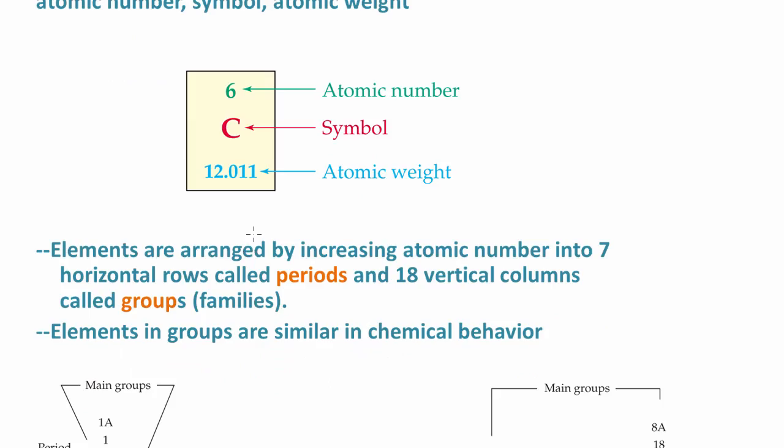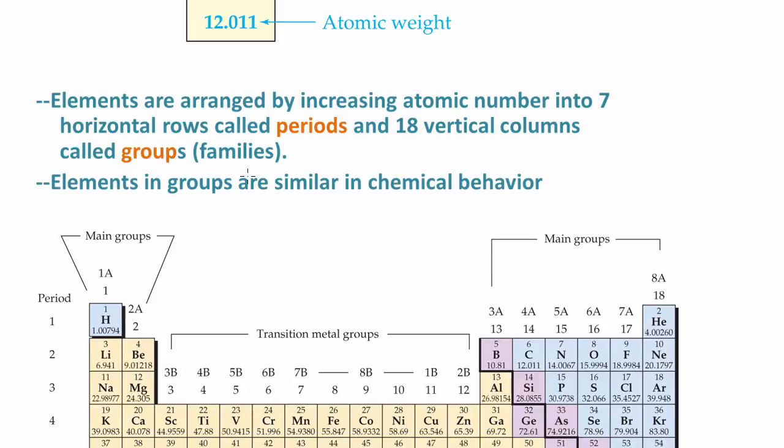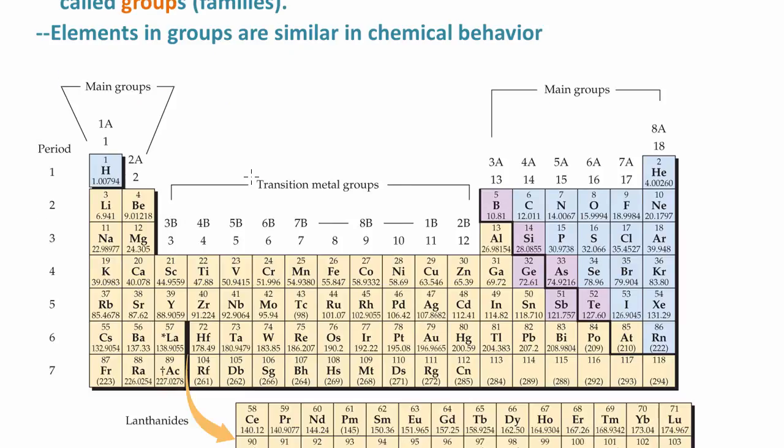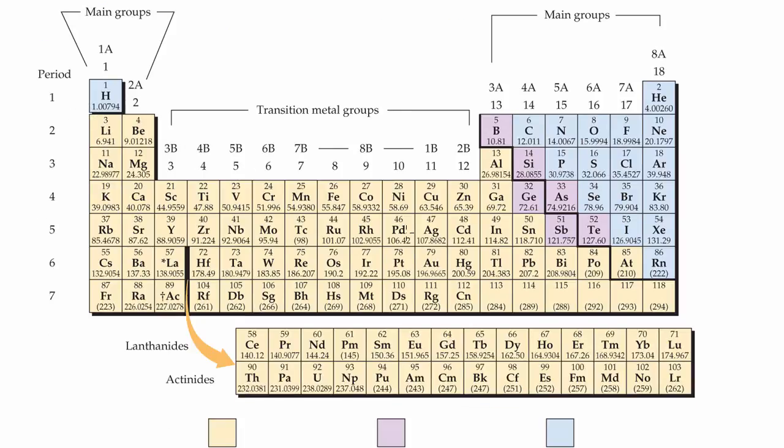You can get periodic tables that show a lot more information in each box, but these are the three main types of information that are important: the atomic number, the symbol, and the average weighted atomic mass. The elements are arranged by increasing atomic number into 7 horizontal rows called periods. So in period 1, we have hydrogen and helium. In period 2, lithium, beryllium, boron, carbon, nitrogen, oxygen, fluorine, and neon, and so on. So the periods are the rows.